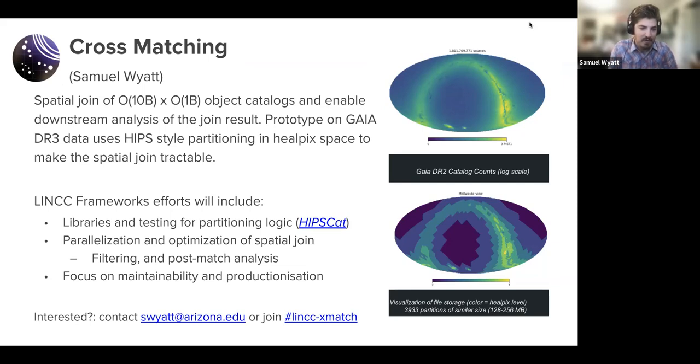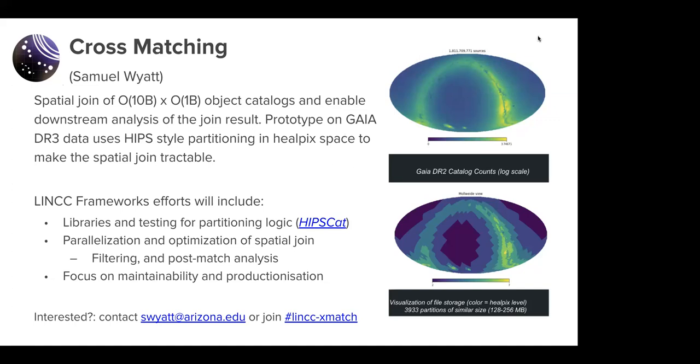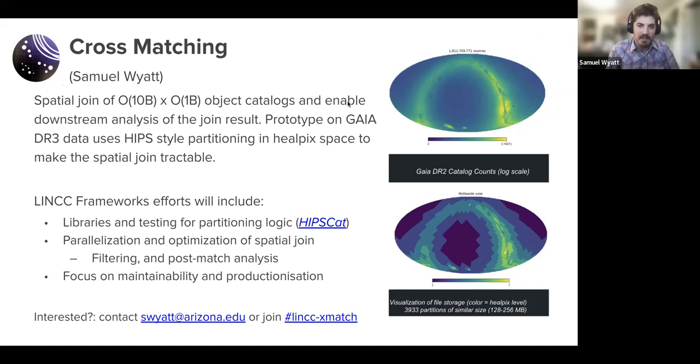And the goal is to enable the scientists to rely on the results that they want from these cross-matches. So we're doing as much as we can to enable that as much as possible. And also it just focuses on maintainability and productionization. So if you're interested, you can reach out to me, or we have a Slack channel for cross-matching. You can go and pass it on, Jeremy.